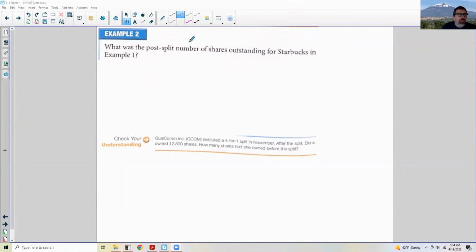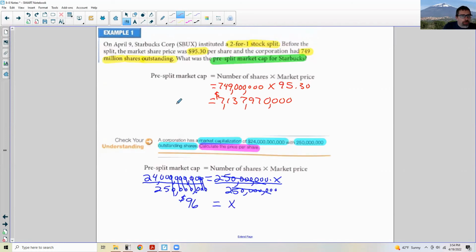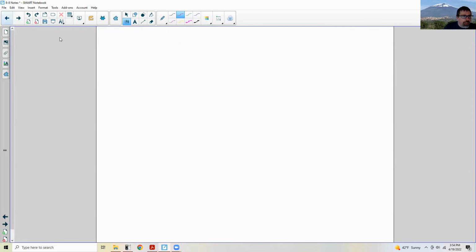Okay, example 2 says, what was the post-split number of shares outstanding for Starbucks in example 1? If I go back to example 1, what I need is how many shares? 749 million. It was a 2-for-1 split.